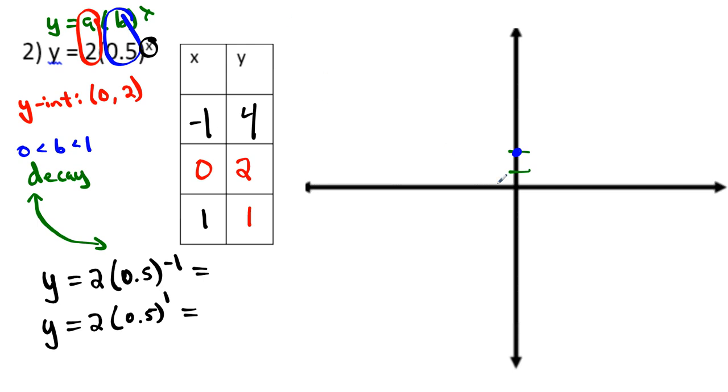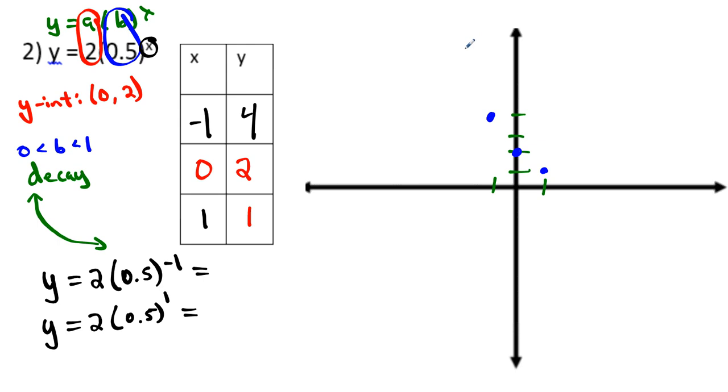So one is negative 1, 4. So go up 4 here. So there is negative 1 on my x, positive 4 on my y right there. And then we have 1, 1. So 1 to the right, 1 up, which we already have that tick mark drawn, is right there.